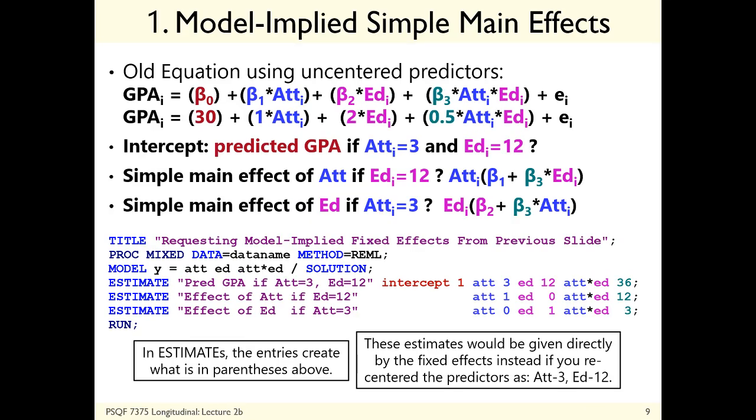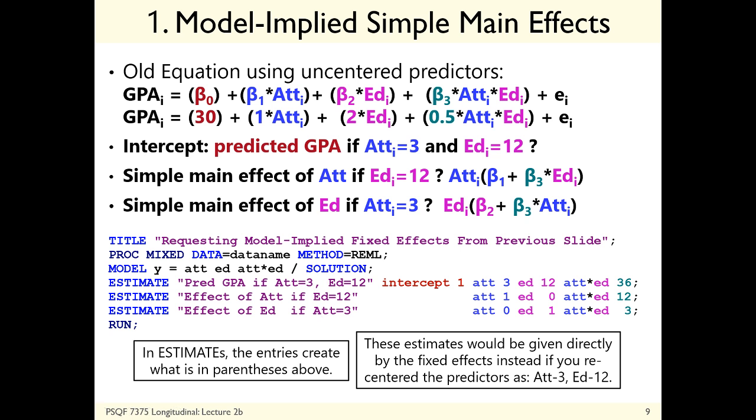So here's what this would look like if we were trying to get all of these things, these predictions that we just worked out in our heads, from the software. Let's say that we have our original model here, the uncentered version, and I want to know what the predicted GPA would be for someone with attitudes of 3 and education 12, as well as the simple effects of each slope conditional on the interaction. So here's my model. Y equals attitudes, education, and their interaction. So 2 different kinds of estimate statements here.